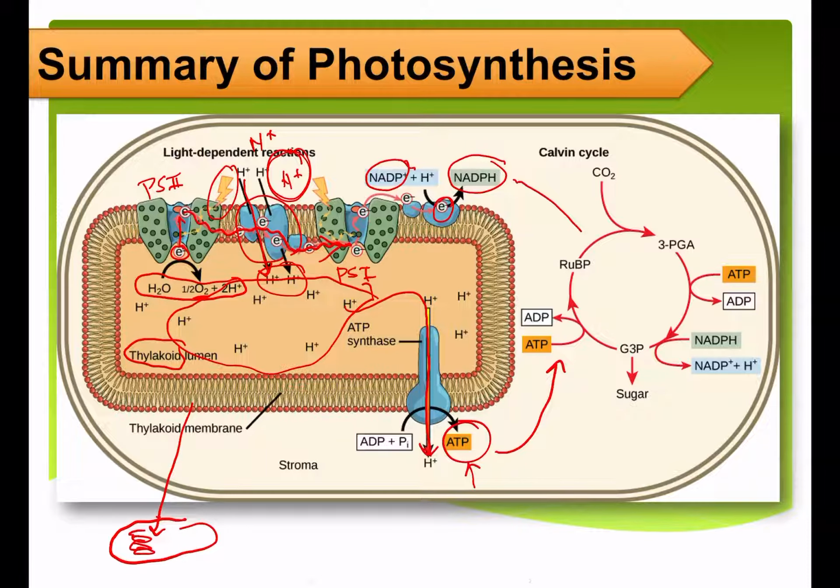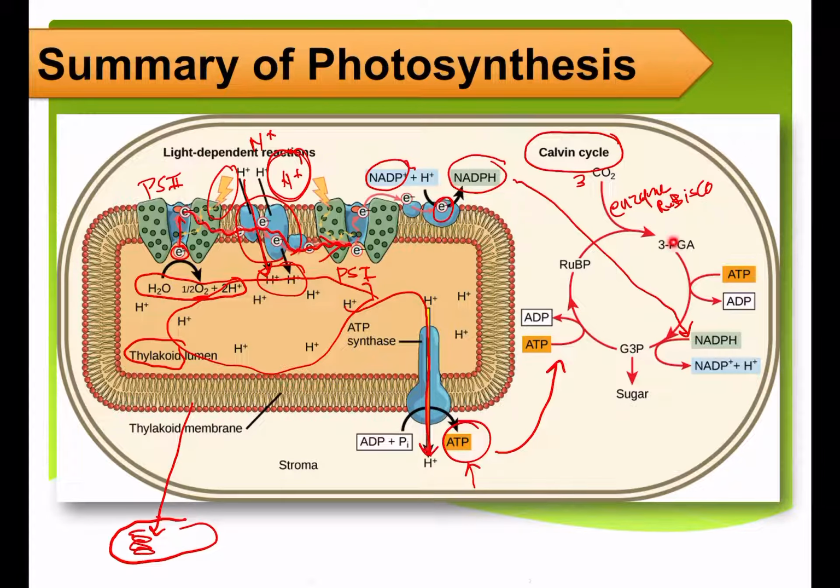NADPH then travels to the Calvin cycle here so that it can deliver electrons to intermediates within the Calvin cycle. So now we are at the light-independent reaction, which is the Calvin cycle. Remember, this is where carbon dioxide is inputted, okay? 3 molecules of it are inputted into the Calvin cycle, and react with RuBP through the enzyme called Rubisco, okay?